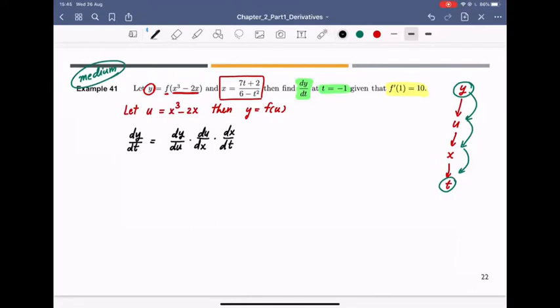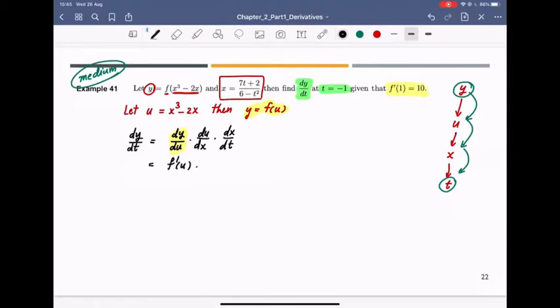So let's look at this. How do you compute dy by du, right? I do not know, but I know that y is equal to f of u. If I want dy by du, this is the same thing as f prime of u, right? Because y is equal to f of u, that means the name of the function is f. So dy by du is going to be f prime of u. And then du by dx is going to be what?